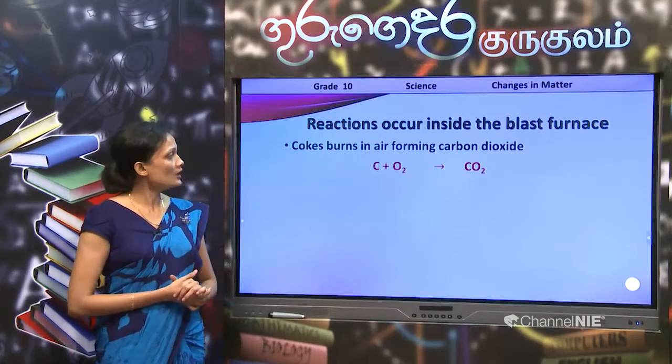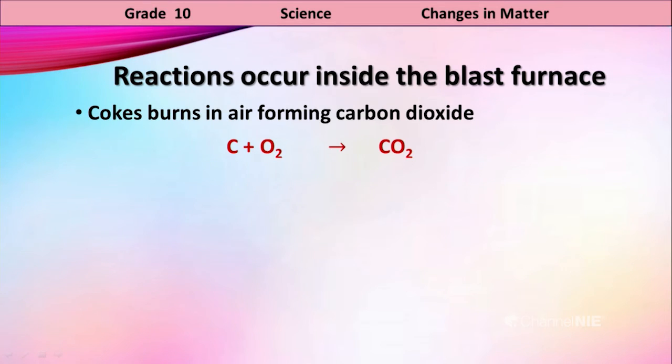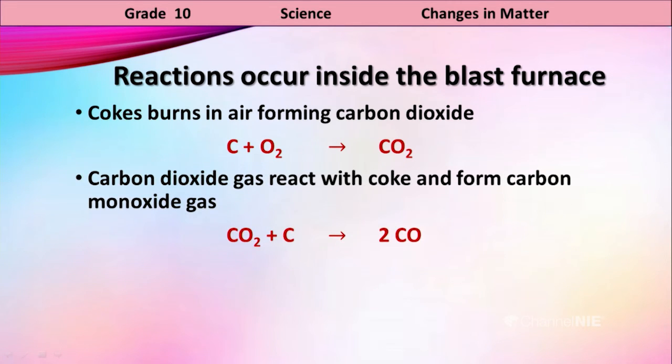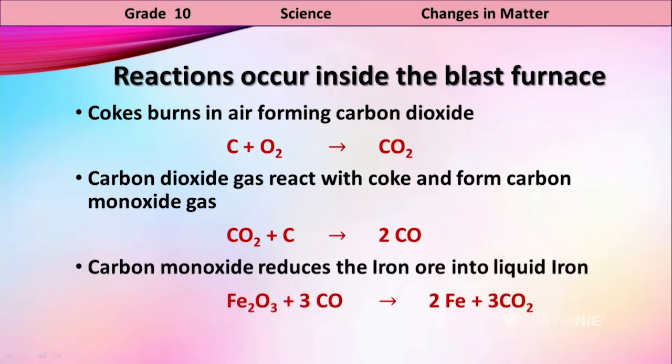First, the coke burns in air forming carbon dioxide. Then the carbon dioxide gas reacts with coke and forms carbon monoxide gas. Then the carbon monoxide reduces the iron ore into liquid iron. These three reactions do not occur in order. They may occur in different places of the blast furnace and produce iron.